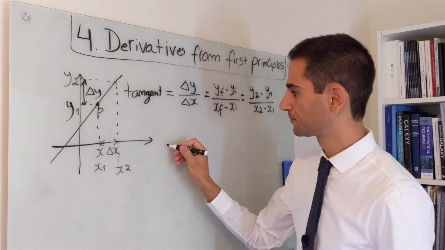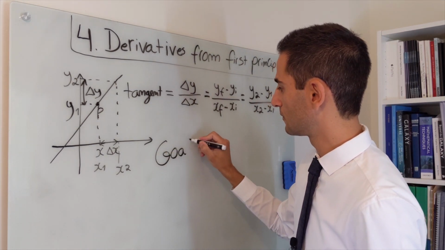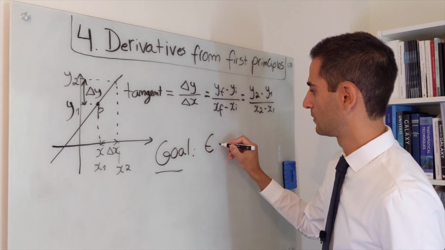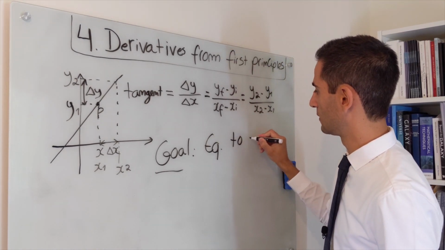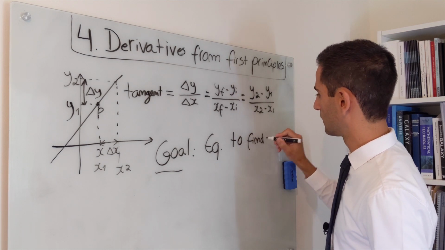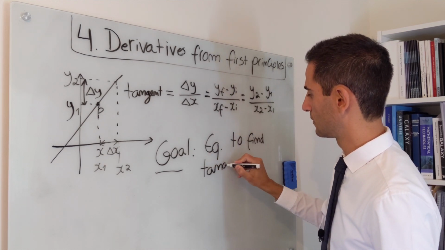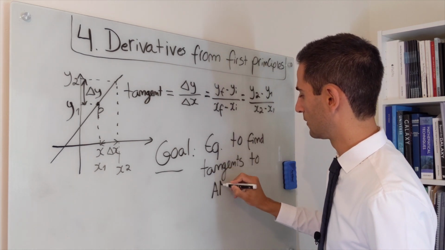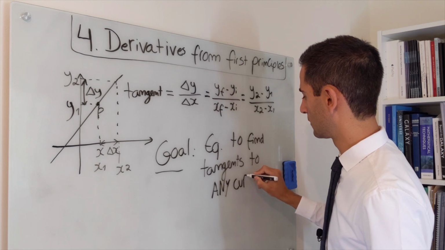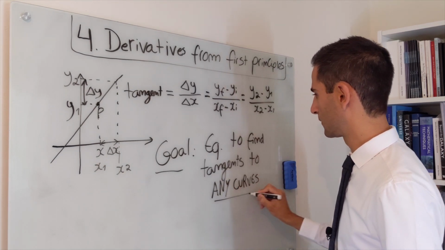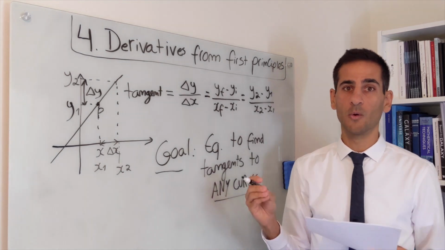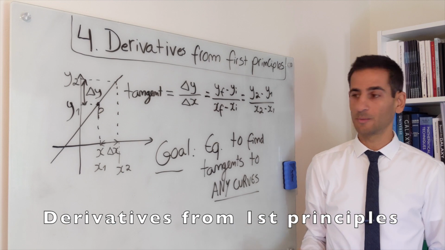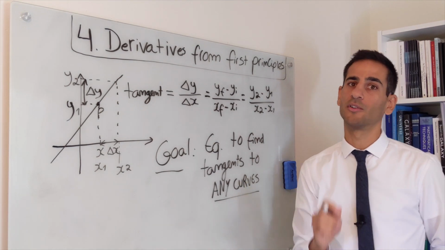And our goal is really to find a general equation to find tangents to any curves. So this is the goal that we're going to work towards. This is what we call derivatives from first principles, and this will involve limits.